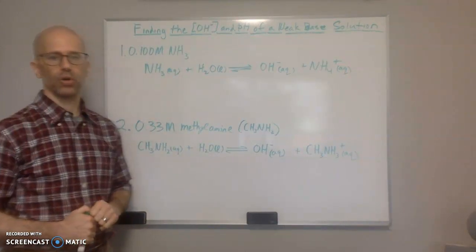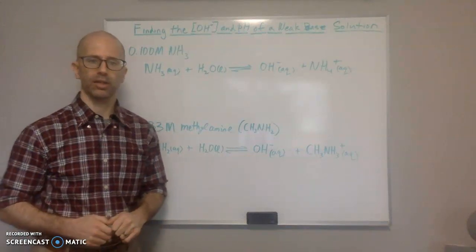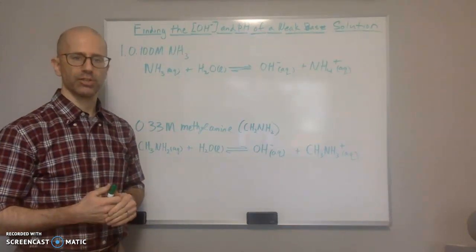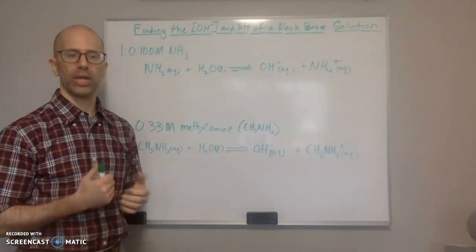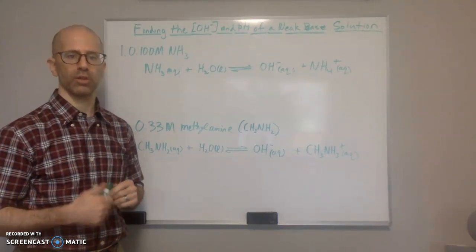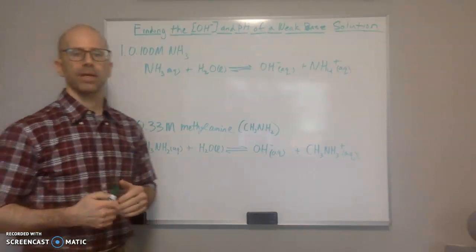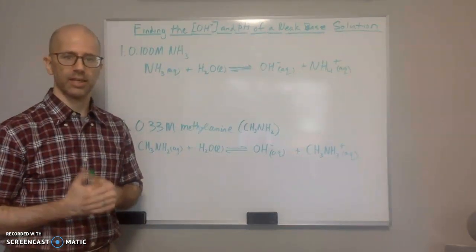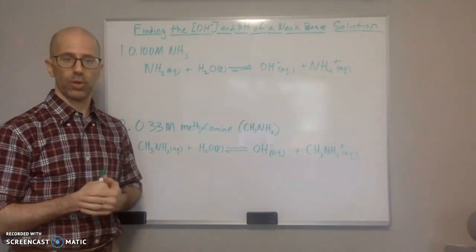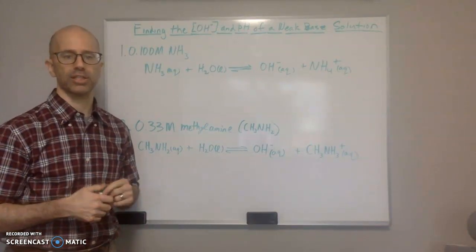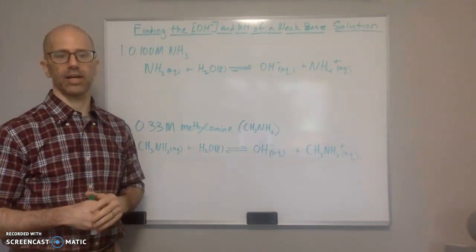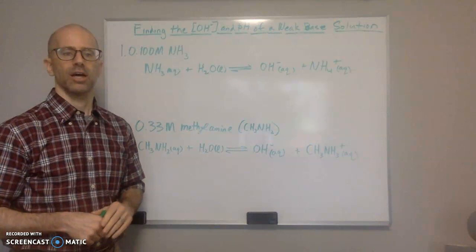My name is Mr. Cobalt, and in this video we're going to talk about how to find the OH concentration and the pH of a weak base solution. This is very similar to finding the pH of a weak acid solution, but in this case we're going to be finding the OH minus or hydroxide concentration first.